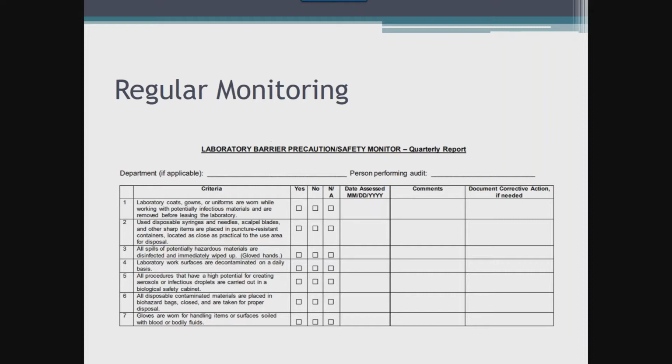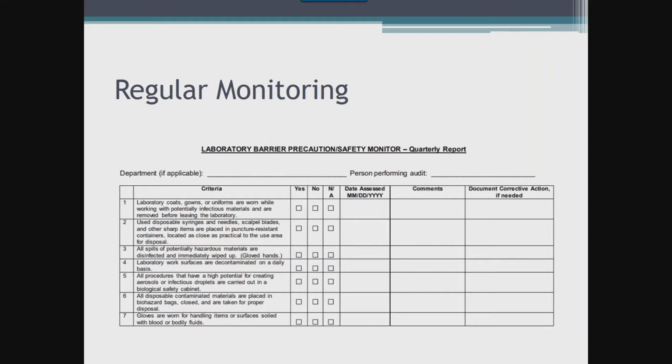Items are then brought to the lab safety committee meeting for discussion as necessary. As I scroll through the 4 pages of this form, you'll see the areas that are addressed are items that are frequently found as high-risk, problem-prone areas that we want to make sure we have compliance with our staff.